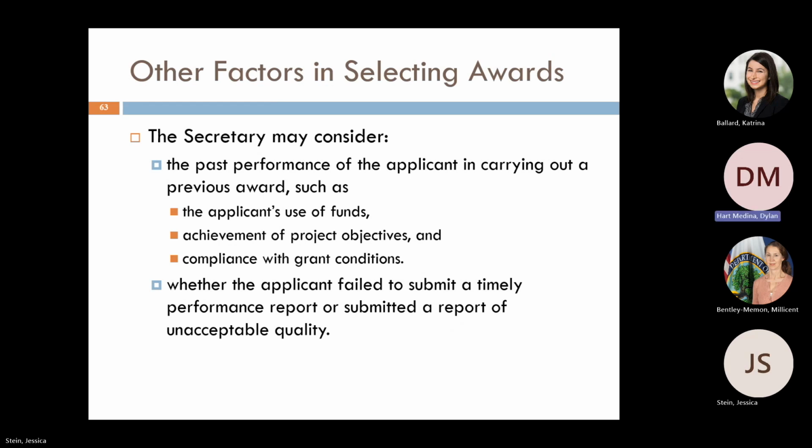Other factors in selecting the awards. Now that we've gone over the selection criteria in the application itself, we would like to note that in reviewing applications in any discretionary grant competition, the secretary may consider the past performance of the applicant in carrying out a previous award, such as the applicant's use of funds, achievement of project objectives, and compliance with grant conditions, as well as whether the applicant failed to submit a timely performance report or submitted a report of unacceptable quality.